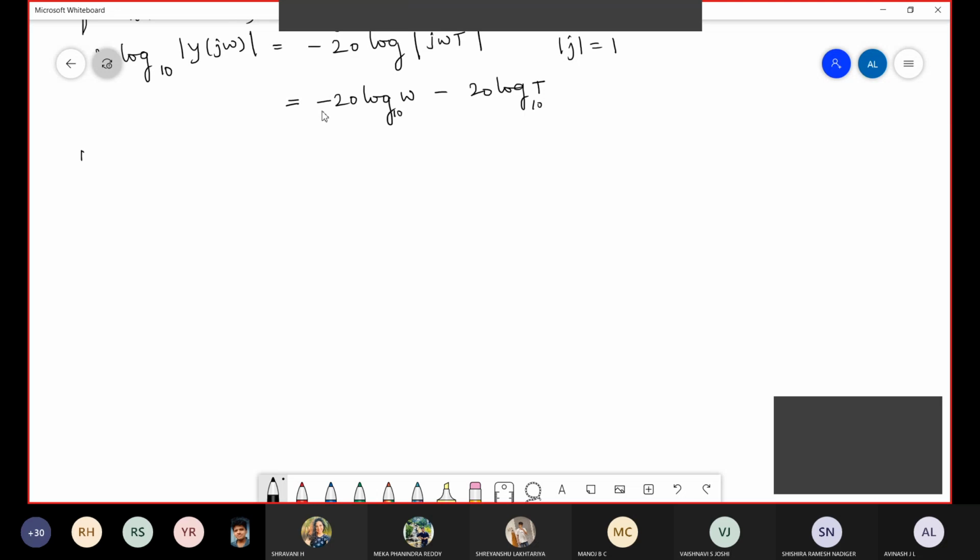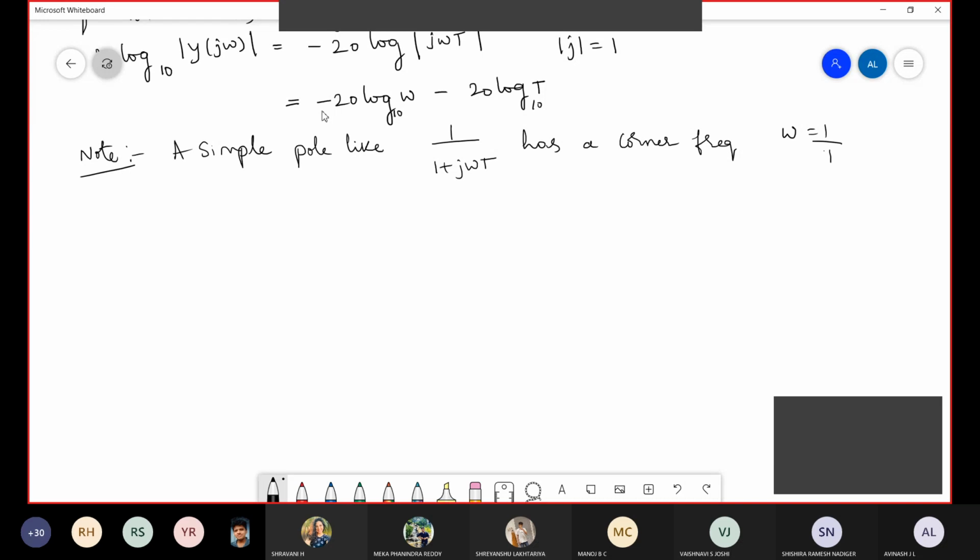We can write one note here. Note: a simple pole like 1 divided by j omega T has a corner frequency omega equal to 1 by T, and a slope equal to minus 20 dB per decade. Write this down.